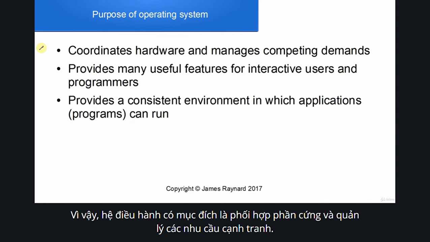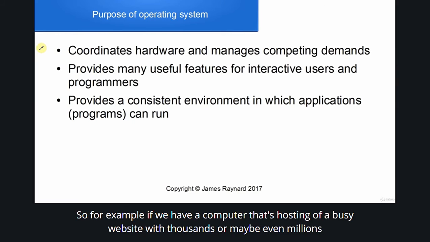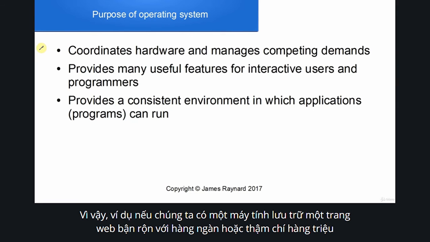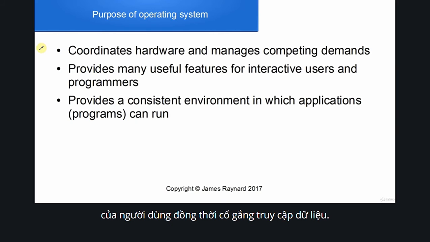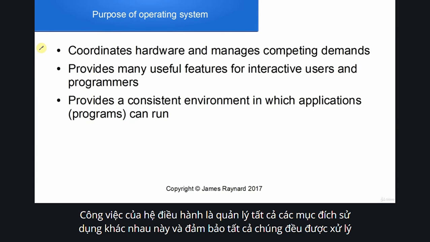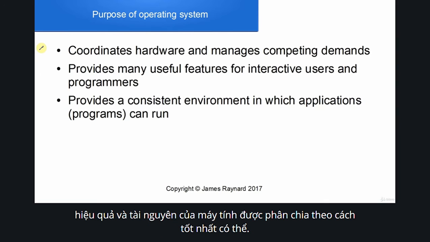So the purpose of an operating system is to coordinate the hardware and manage competing demands. So for example, if we have a computer that's hosting a very busy website with thousands or maybe even millions of users at the same time trying to access data, the job of the operating system is to manage all these different users and make sure they all get handled efficiently, and that the resources of the computer are divided up in the best possible way.